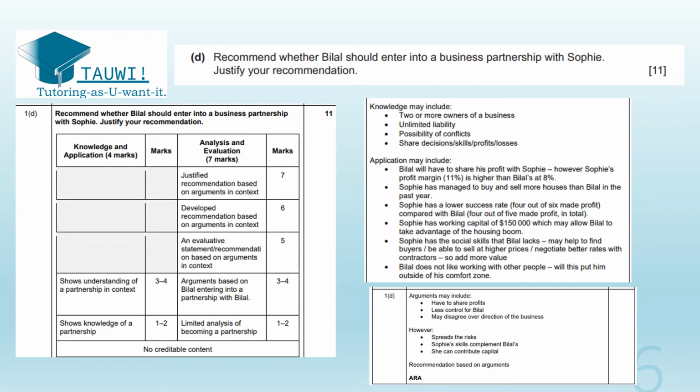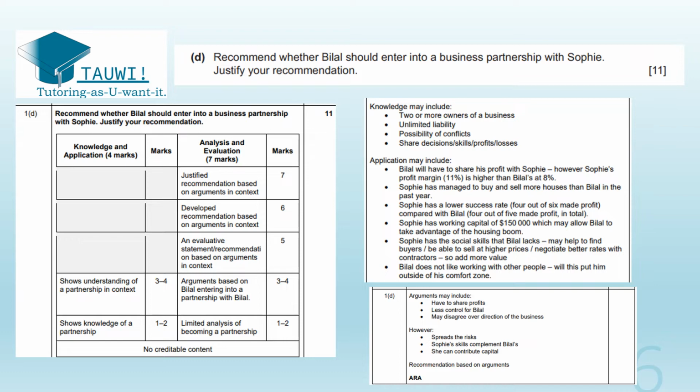Okay, now the recommendation. And now we need to decide whether Bilal should go into business partnership with Sophie. Right, so what does Sophie have that Bilal does not have? So Bilal is struggling a little bit talking to people. He doesn't have a lot of social skills. Sophie has all the social skills. She can talk to everyone and convince people to buy the stuff and ask them what they want.